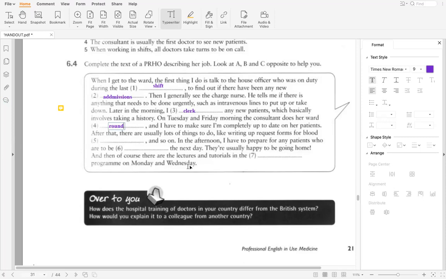After that, there are usually lots of things to do, like writing up request forms for blood, blood what? Blood test, and so on. In the afternoon, I have to prepare for any patients who are to be what the next day. They are usually happy to be going home. What is the meaning of going home? Discharge. So to be discharged.